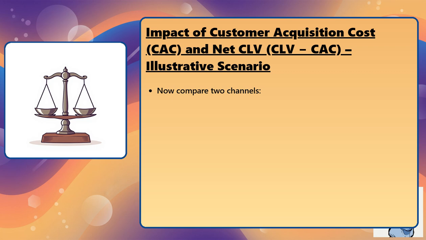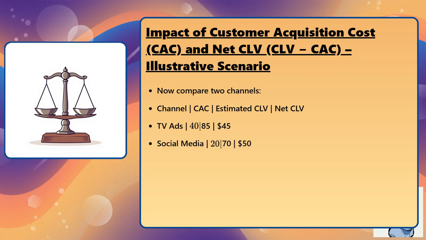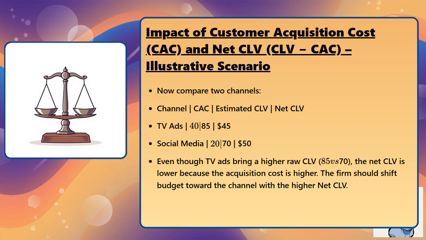Now compare two channels. Channel, CAC, estimated CLV, net CLV. TV ads: $40, $85, $45. Social media: $20, $70, $50. Even though TV ads bring a higher raw CLV, $85 versus $70, the net CLV is lower because the acquisition cost is higher. The firm should shift budget toward the channel with the higher net CLV.